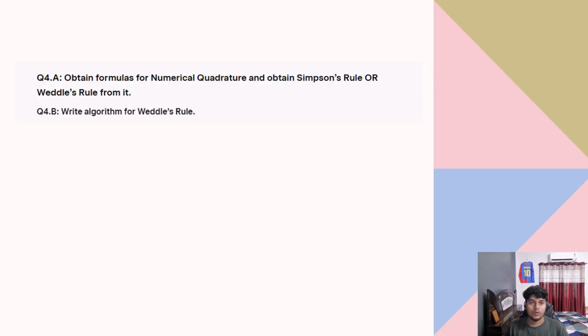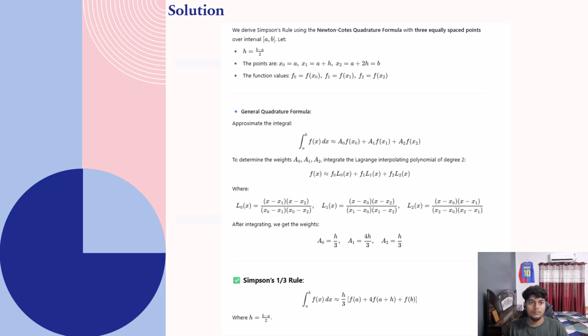Coming to question number 4. Question number 4 has two parts about numerical integration. Part A: formula for numerical quadrature and Simpson's and Weddle's rule. Numerical quadrature approximates the integral from a to b of f(x) dx using a weighted sum. Simpson's one-third rule for 3 points is h/3 [f(x0) plus 4 f(x1) plus f(x2)].